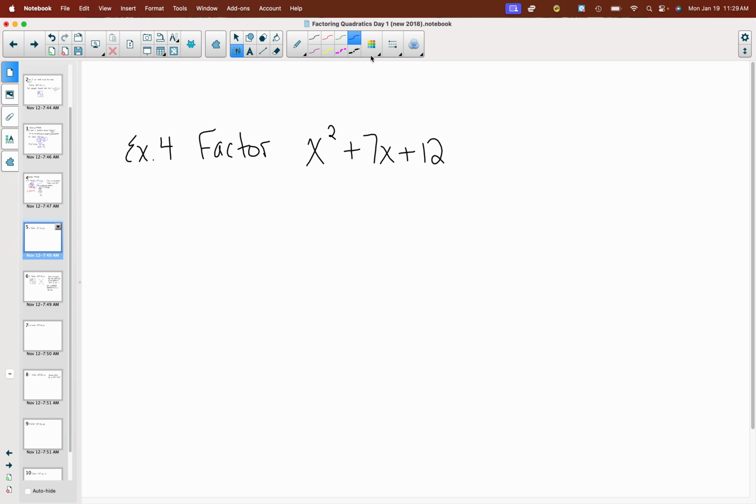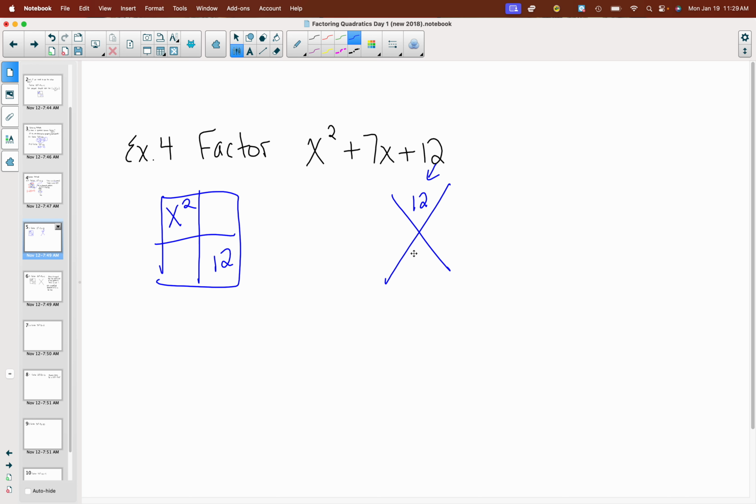So here's another one. So notice if we think about the box, the x squared goes here, the 12 goes here. I'm going to do a diamond problem. This is my product, the 12. My sum is the 7. So I think about the numbers I could multiply together to get 12 and add to get 7.